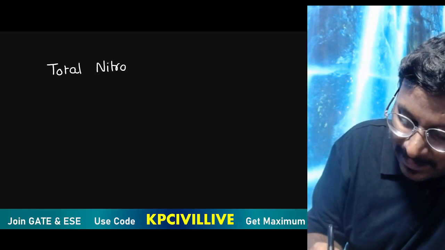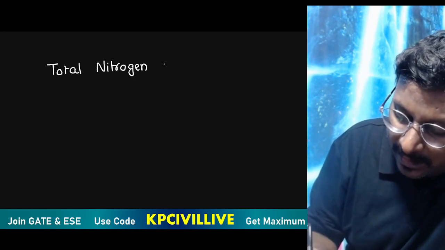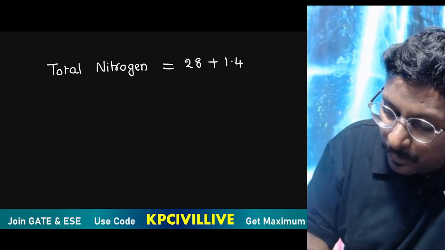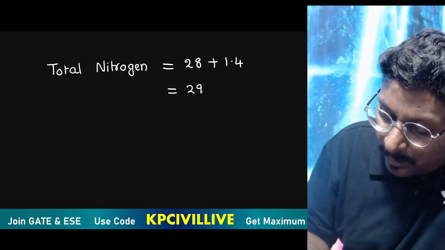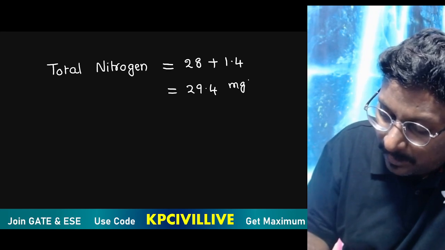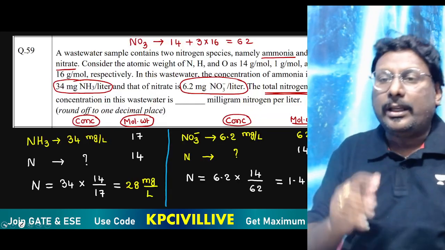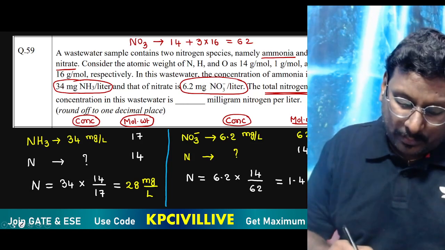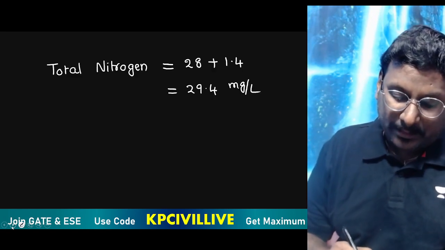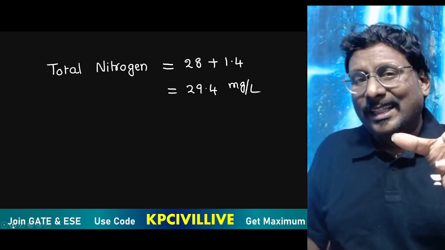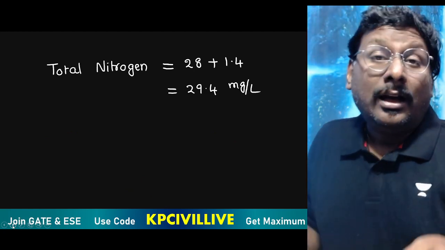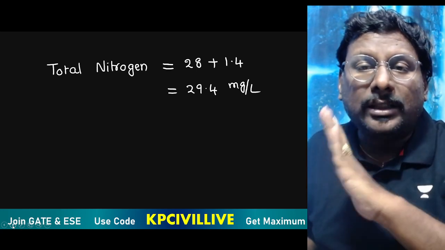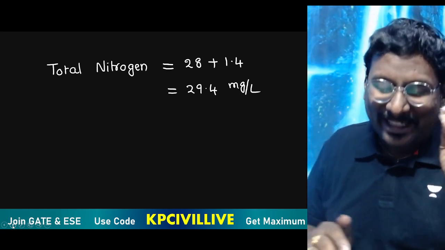So now if you calculate total nitrogen available, N in ammonia plus N in NO3, 28 plus 1.4, 29.4 milligram per liter. It is a NAT question. Round off up to 1 decimal, 29.4 milligram per liter. So many unitary method problems I made you solve in the class. Same like that, don't think too much. Direct answer you will get.